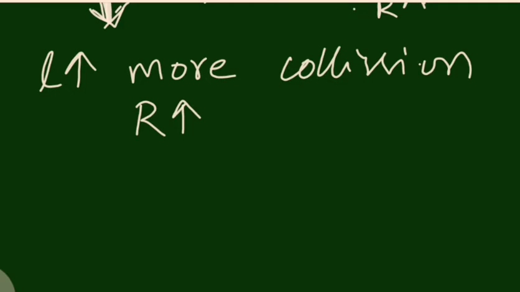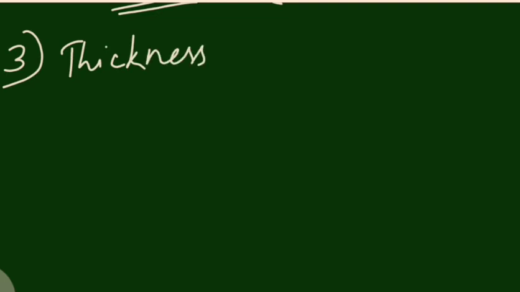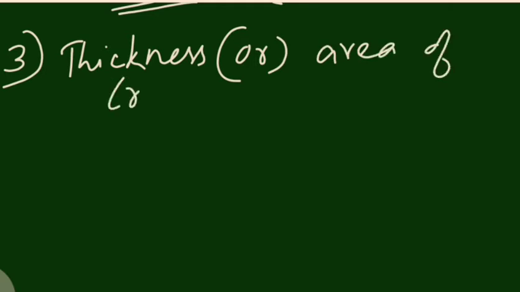So if length of the conductor is more, the resistance of the conductor will also be more. Or you can say that the resistance is directly proportional to the length. Directly proportional means if one increases, the other will also increase. So that is the relationship between length of the conductor and the resistance. Now the third factor that determines the resistance is the thickness of the conductor, or we can say area of cross section. Thickness or area of cross section, cross sectional area.